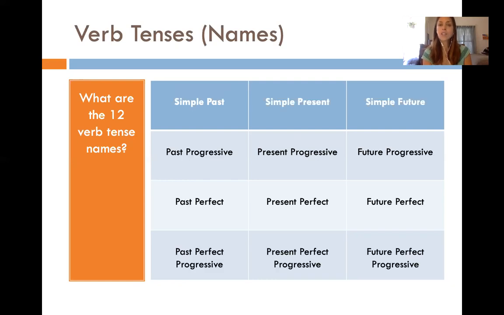names. Now, these are our 12 verb tense names. We have the simple tenses, simple past, present, and future. We have the progressive tenses, past, present, and future. We have the perfect tenses, past, present, and future. And then we have the perfect progressive tenses, past, present, and future. Okay, we need to know these names.